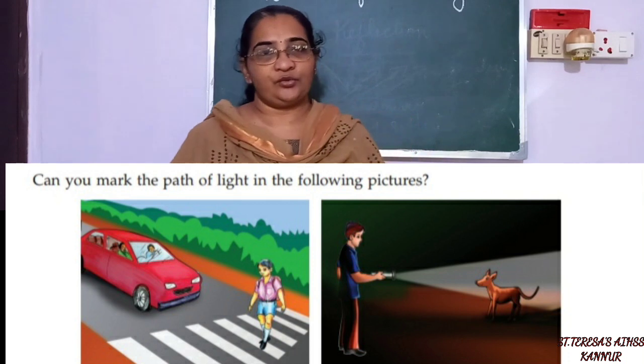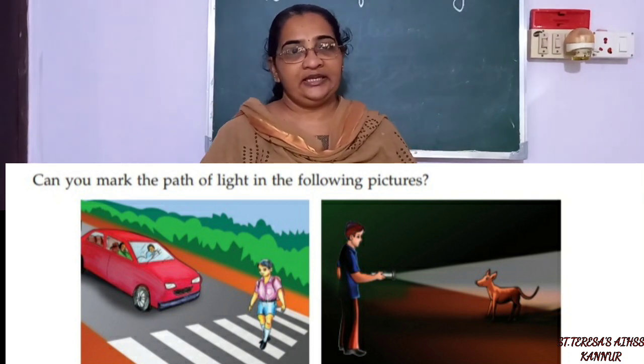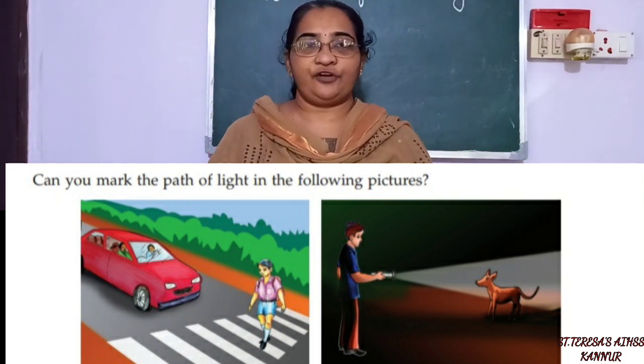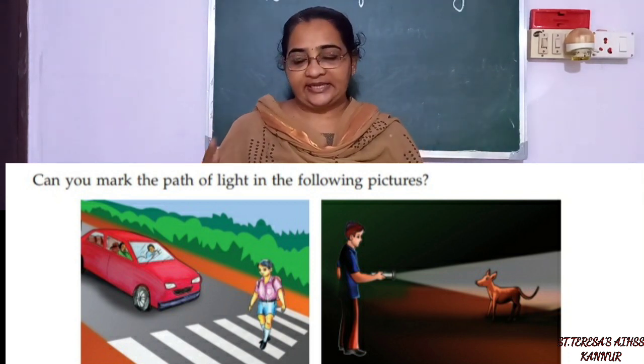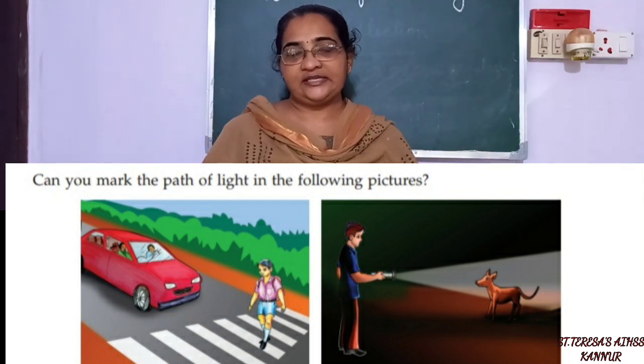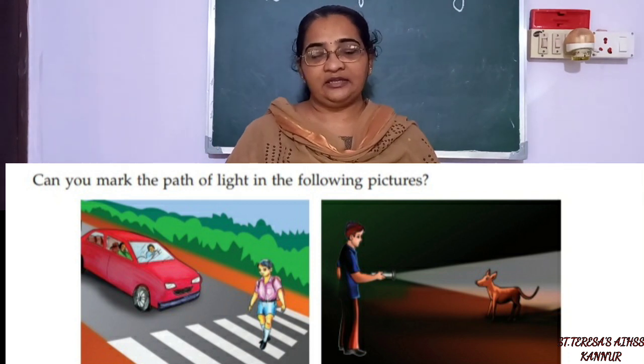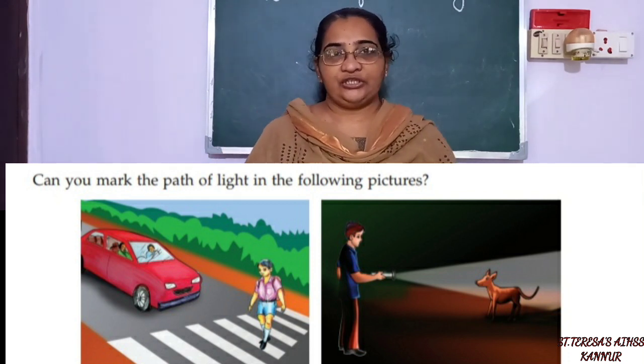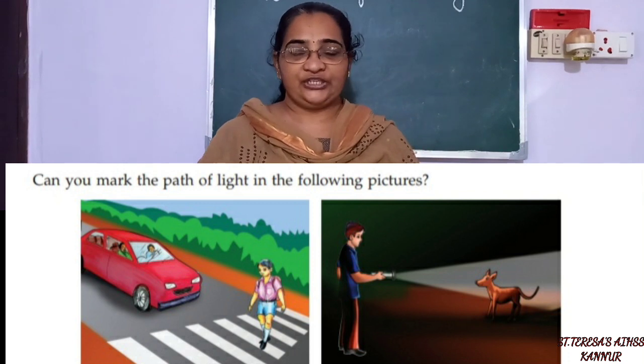Yes. What is the source of light which is helping the boy to see? It is the light from the sun. In the second picture, you can see a man is out in the dark and he is using a torch. So he is able to see the dog.